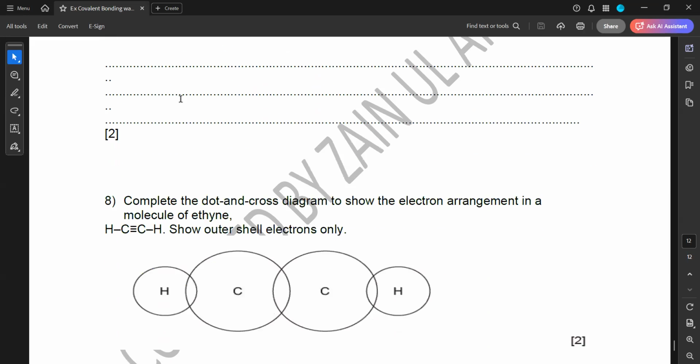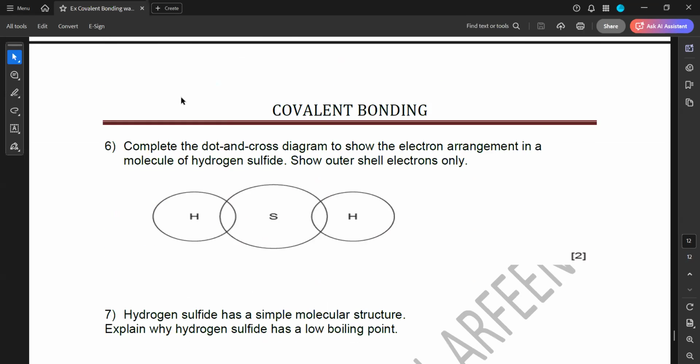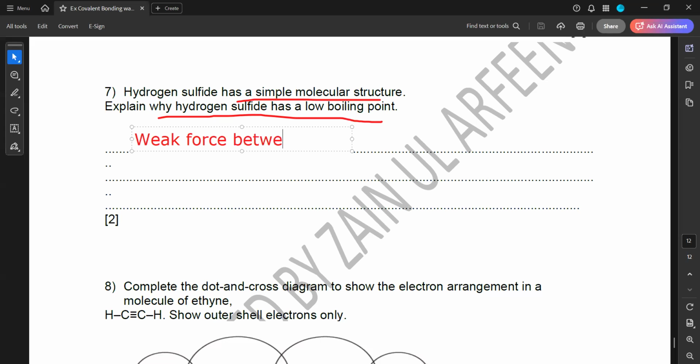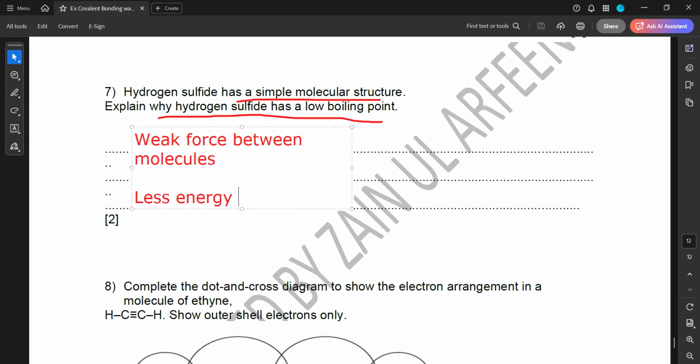Question 7. Could you please explain question number 7? I did not get it. Hydrogen sulfide is a simple molecular structure. So if it's a simple molecular structure, why does hydrogen sulfide have a low boiling point? What is the characteristic of a simple molecular structure? That they have weak forces between the molecules. That will score 1 mark: weak intermolecular force, or weak force between the molecules. And the second mark, less energy is needed to separate the molecules.